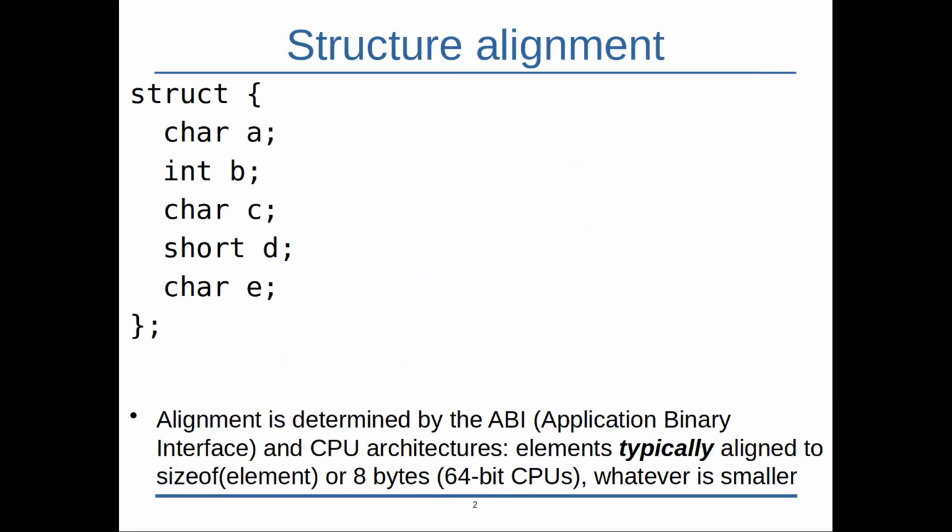So let's say we have a structure and it's defined as follows, right? We have fields A, B, C, D, and E. So we have character A, integer B, character C, short D, and character E. So all these types are different sizes. For example, characters are typically 1 byte in C. I'm not familiar with any architecture for which it's different. Now, integer and short can be different according to different architectures, but typically integer is 4 bytes and short is 2 bytes. And certainly that's the case for x86-64.